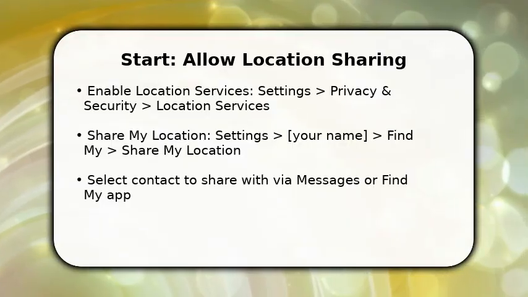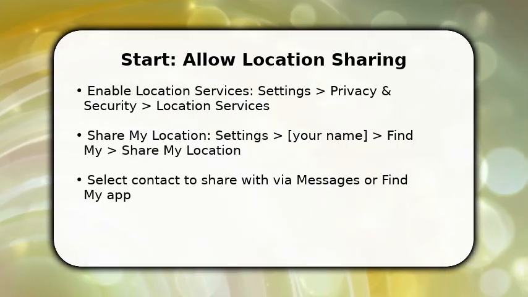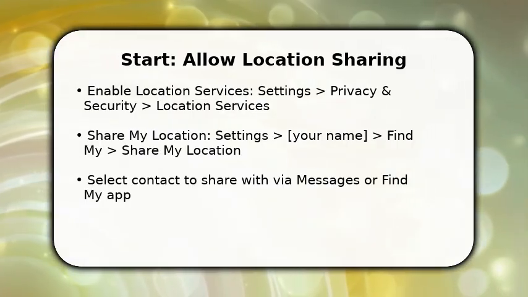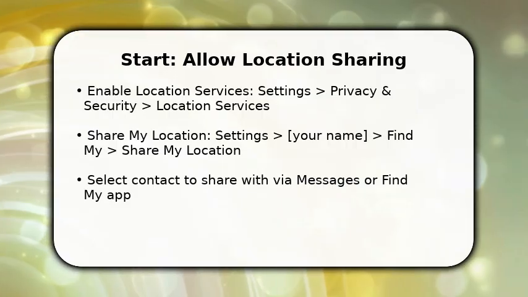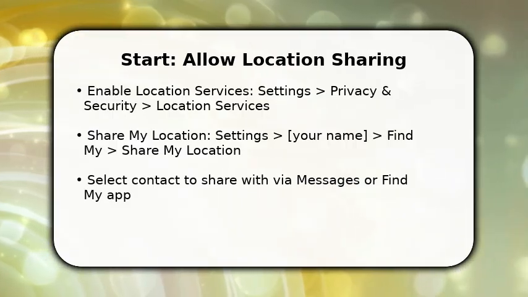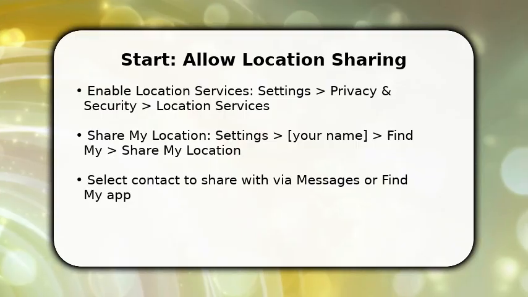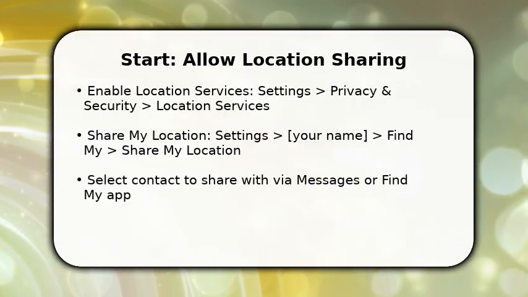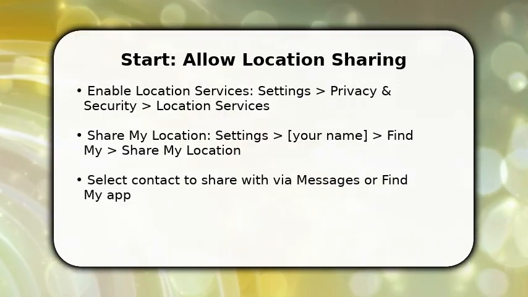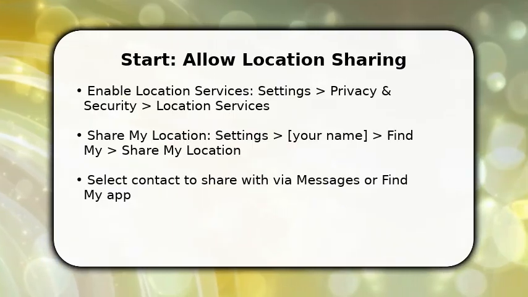You'll start by enabling what the system needs: Location Services and Share My Location. Go to Settings, Privacy and Security, toggle Location Services on. Next, open your Apple ID settings, tap Find My and turn on Share My Location. Choose the device to share from if you have multiple.